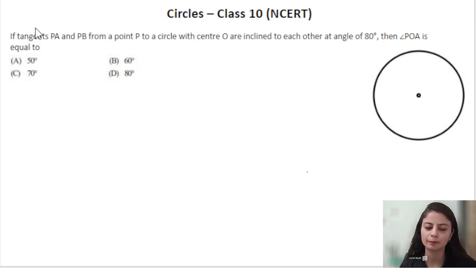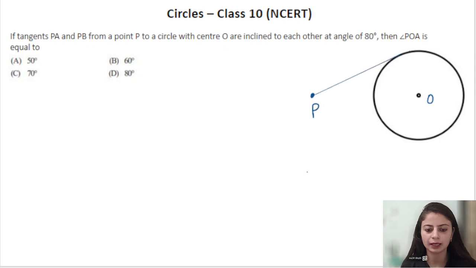If tangents PA and PB from a point P to a circle with center O are inclined to each other at an angle of 80 degrees, so हमारे पास यहाँ पे एक सर्कल है, so I'll mark its center as O. So let's take a point P here. So this is my point P. I'll draw two tangents here, PA and PB.